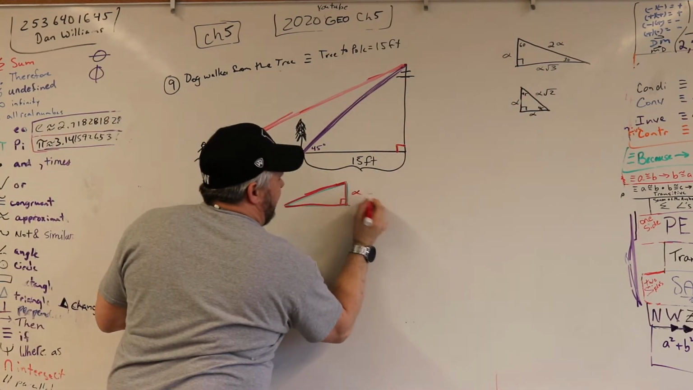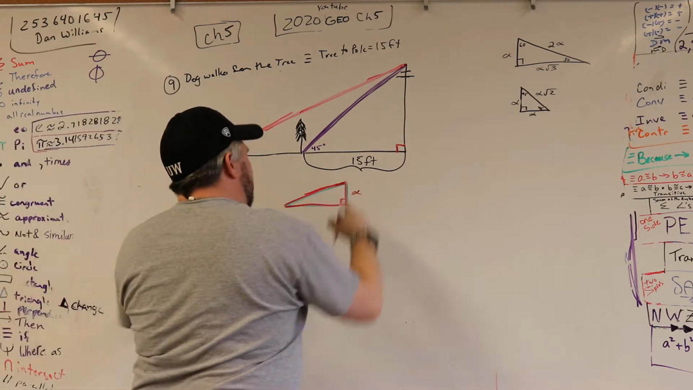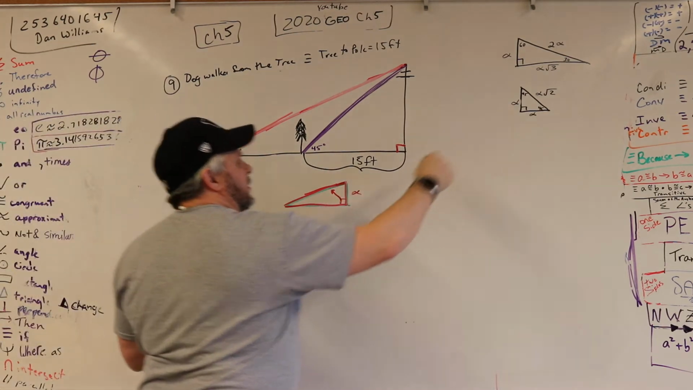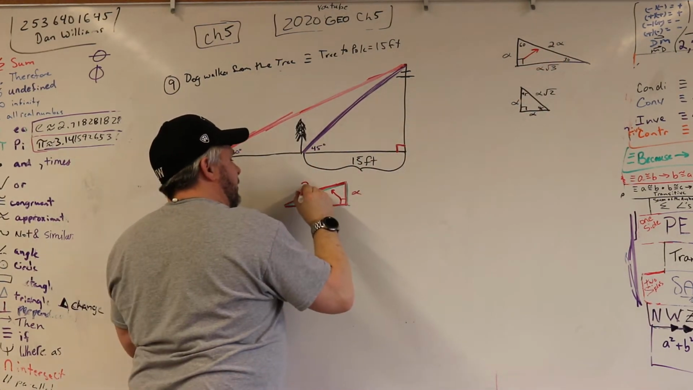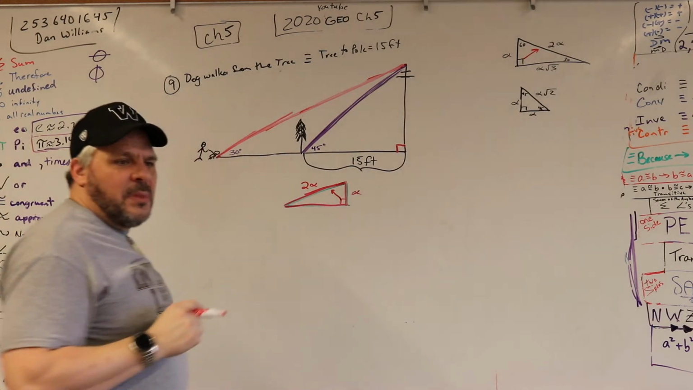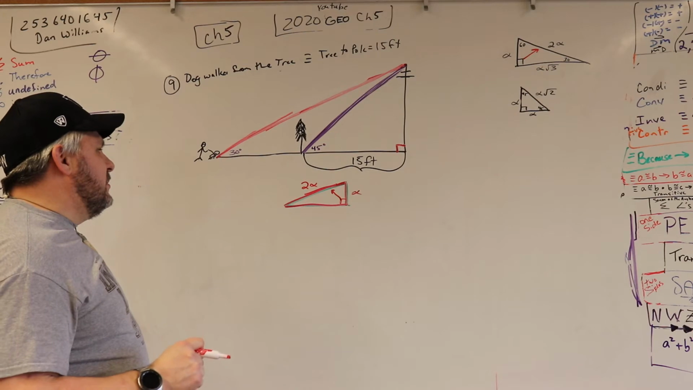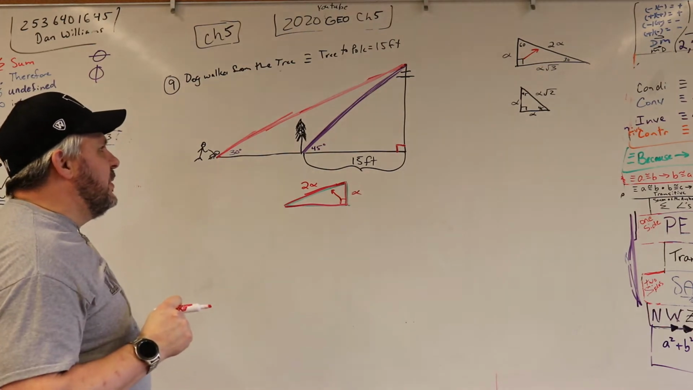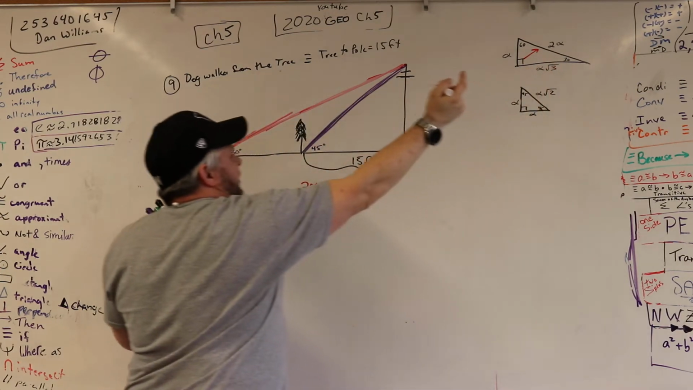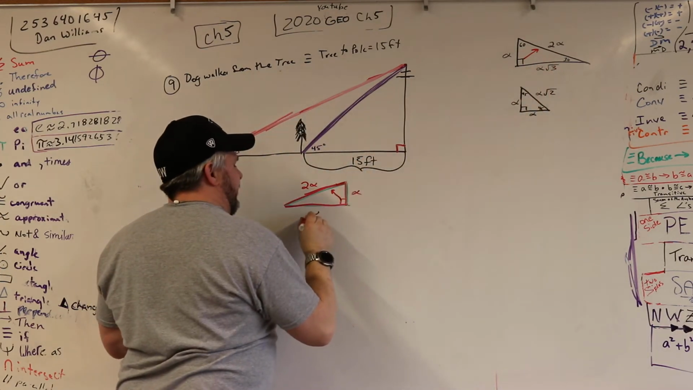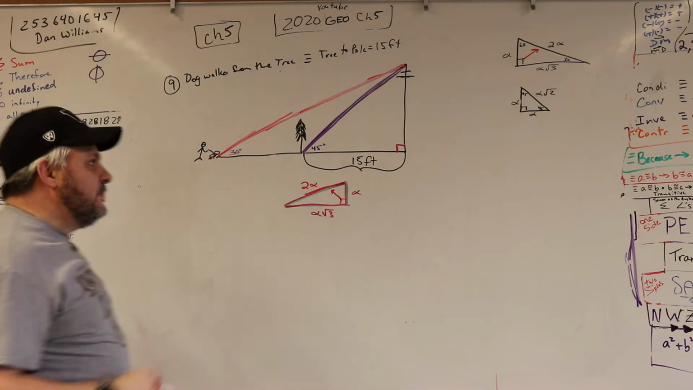So this is alpha, the short leg is alpha. What is the hypotenuse? The hypotenuse is 2 alpha. And what about the other one? The other one is this long leg. That's the only one left, so the long leg would be alpha square root 3. That makes sense?